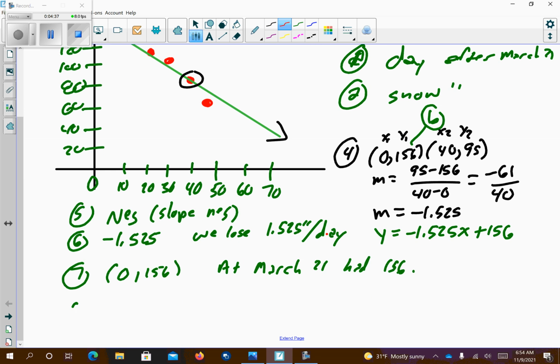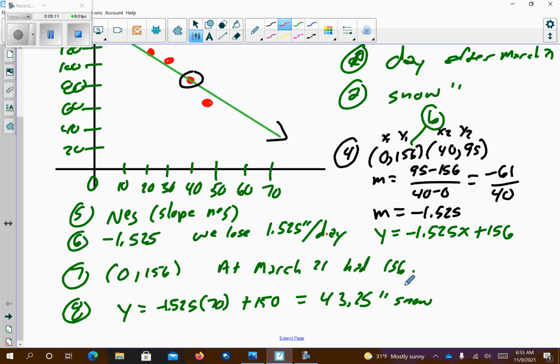Use your equation, so peak at 70 days. Okay, so at 70 days, that means I'm going to take my equation, negative 1.525, and I'm going to plug 70 in for x plus 156. And so with that, I'm going to go plug it into a calculator. 1.525 times 70 plus 156. So it looks like at 70 days we'll have roughly that many inches of snow.